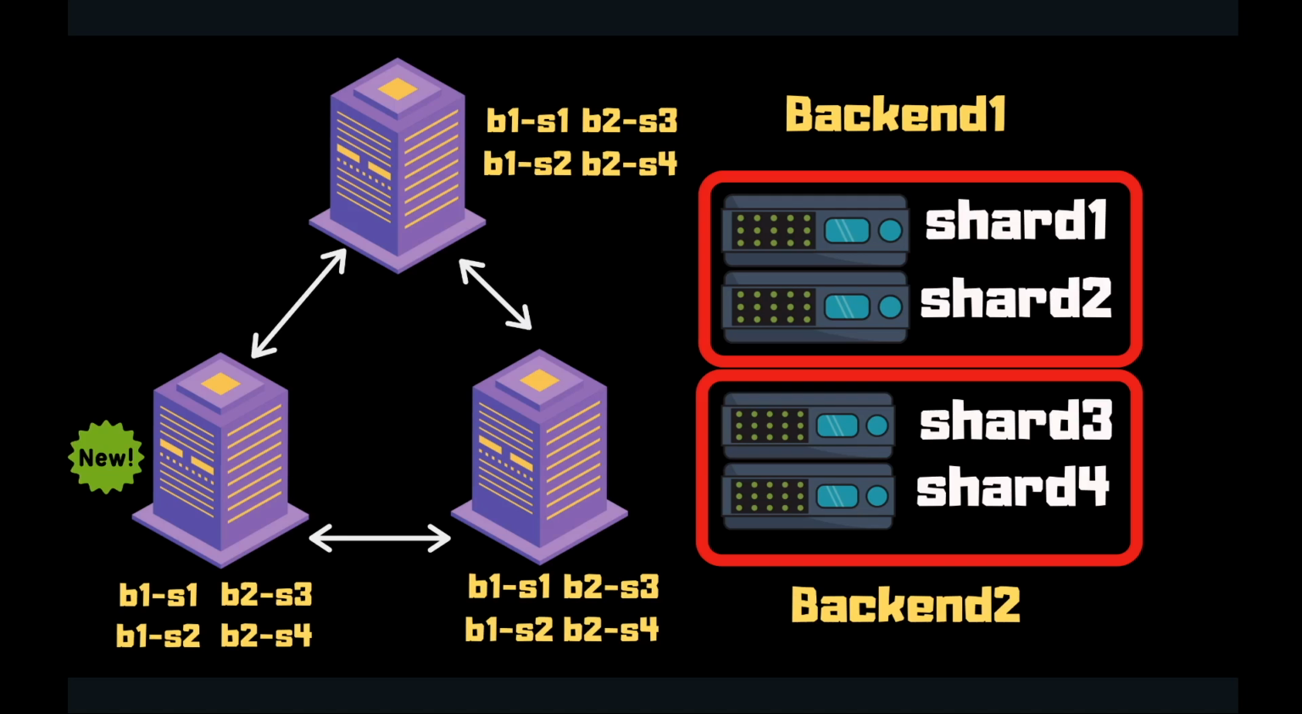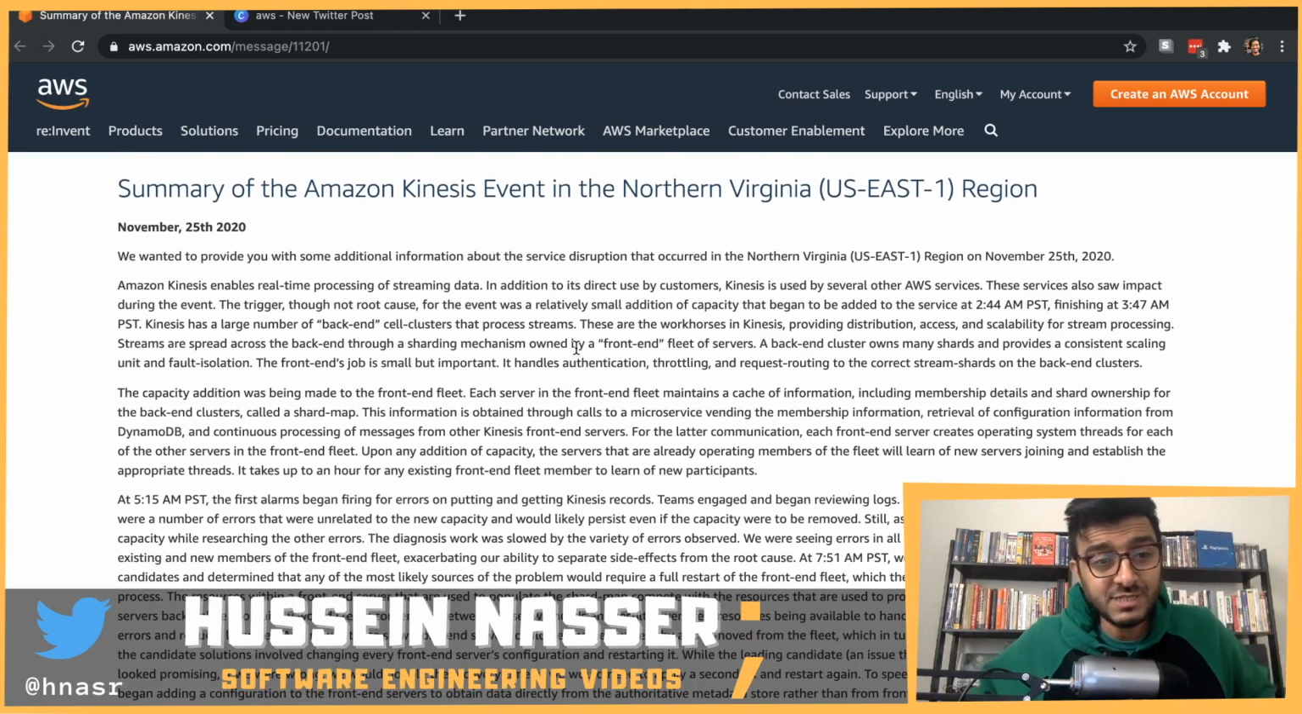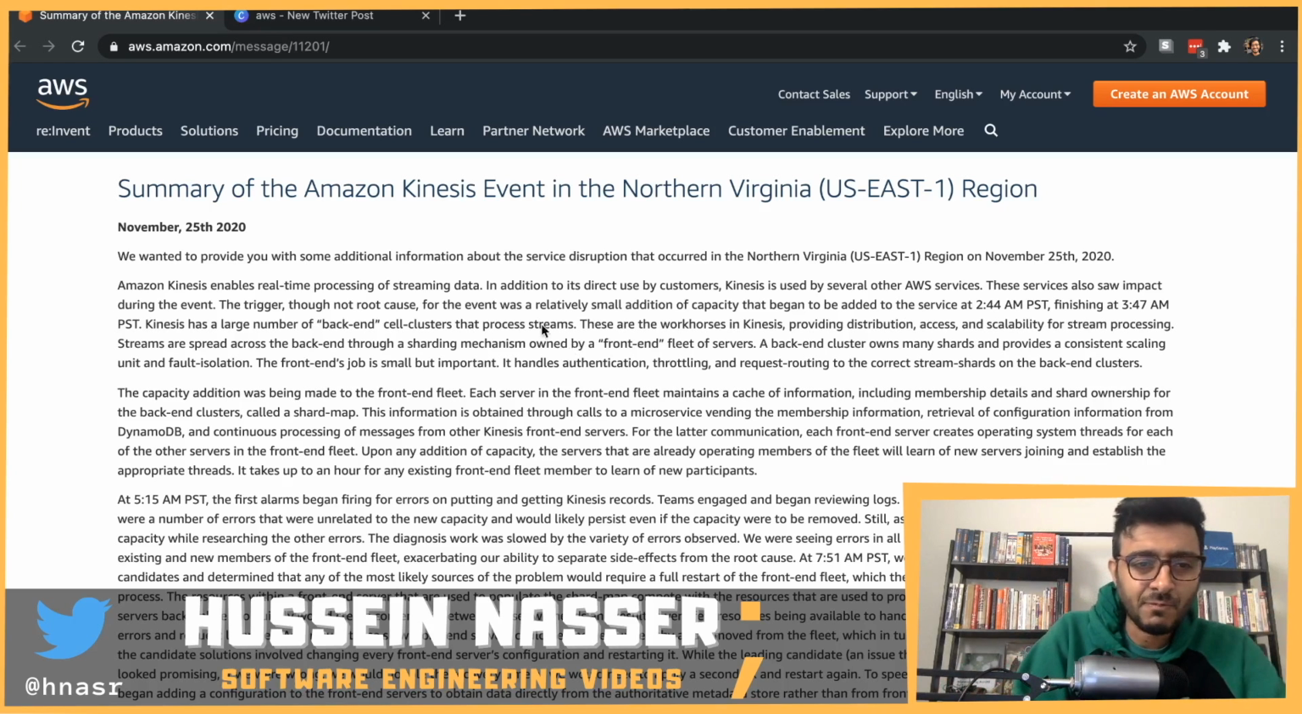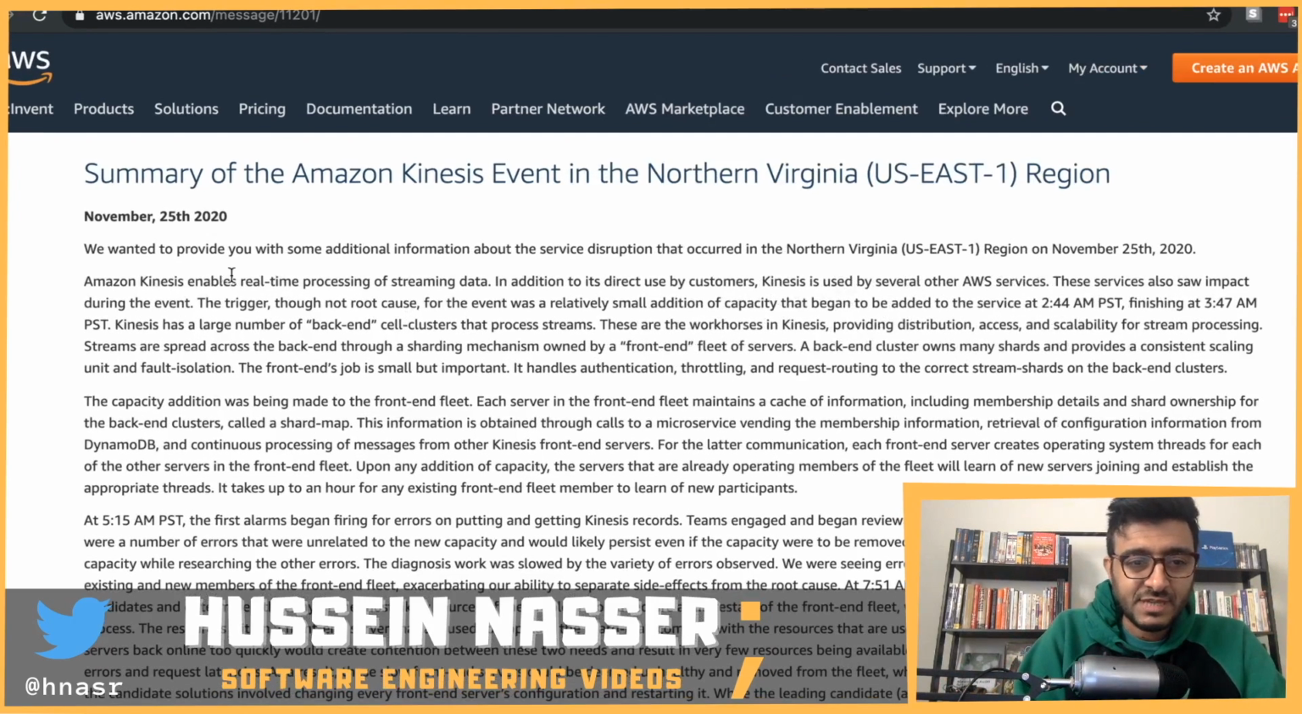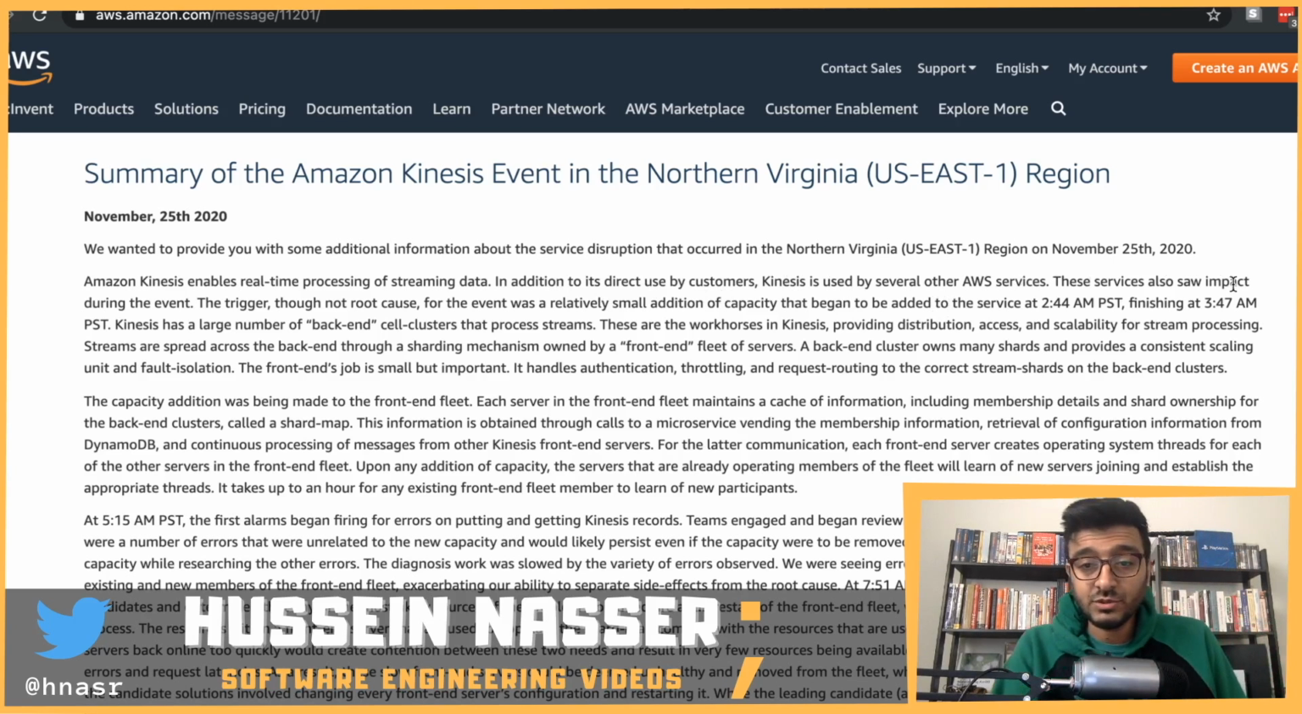So now I have many questions, and we're gonna dive deep into the details of what exactly happened. Before we jump into it, let's go back. So that was the summary. Let's start reading this article and break it apart. Amazon Kinesis enables real-time processing of streaming data. In addition to its direct use by customers, Kinesis is used by other AWS services, okay, as we described. The services also saw impact during the event, right?